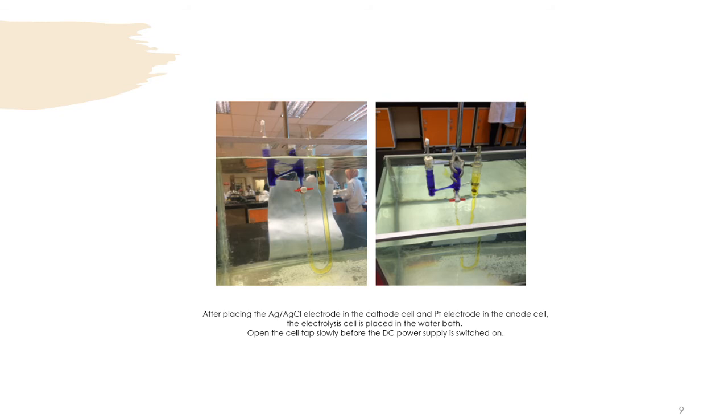So you'll see here, after placing the electrode in this electrolysis cell, you actually place it inside the water bath, and once you have done that, you will open the cell tap. So this is closed, then you open the cell tap slowly before the DC power supply is switched on.